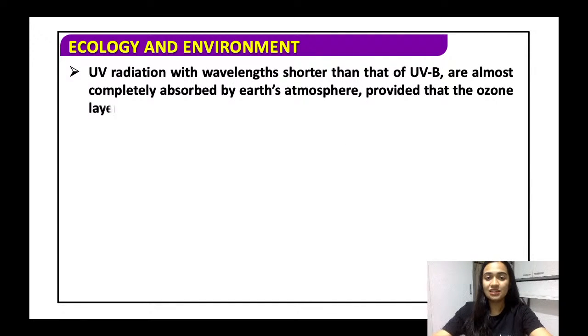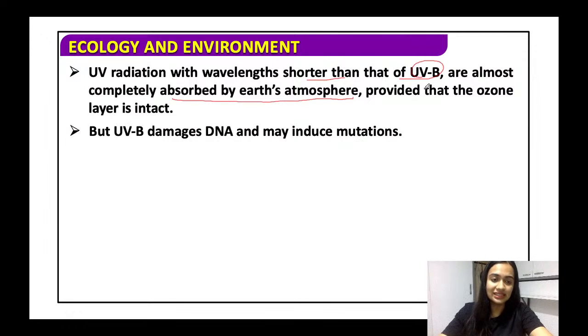ठीक है, और ये यूवी रेडिएशन बहुत ईज़ीली ओज़ोन होल से पास कर जाती है. UV radiations with wavelength shorter than that of the UVB are almost completely absorbed by the Earth's surface. तो UVA, UVC सब बहुत easily Earth surface से absorb हो जाती हैं, provided that the ozone layer is intact. But UVB जो है ये DNA को डैमेज करती है, इसकी वेवलेंथ ज़्यादा होती है, and this may induce mutation.